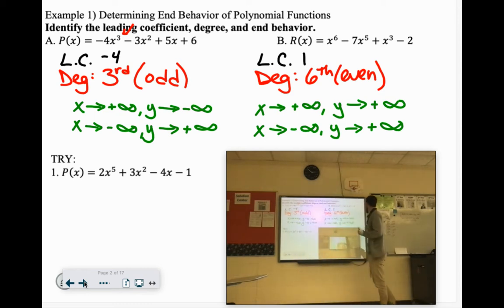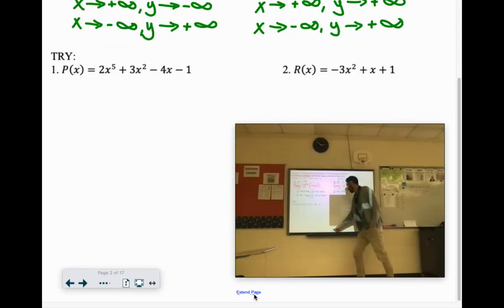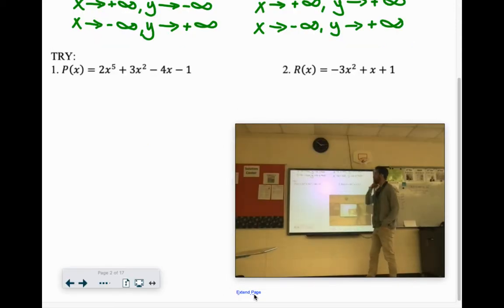So I'd like you to try 2 here. Go ahead and pause it. Let me move myself out of the way. Make a little room. So pause it. I'll try it out. You try it out.